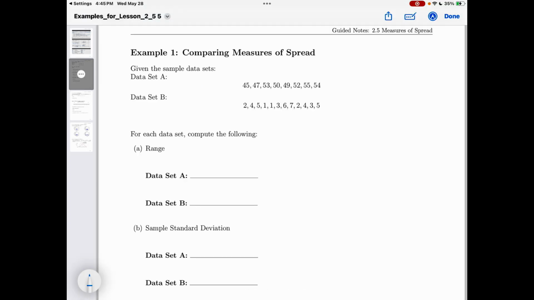Let's look at example 1, and we're going to look at 2 different data sets and make some calculations. Now, some of the information that we need to make these calculations, we can use GeoGebra to help us find. So first, for step 1, let's find the one variable statistics for each data set. So let's hop on over to GeoGebra.